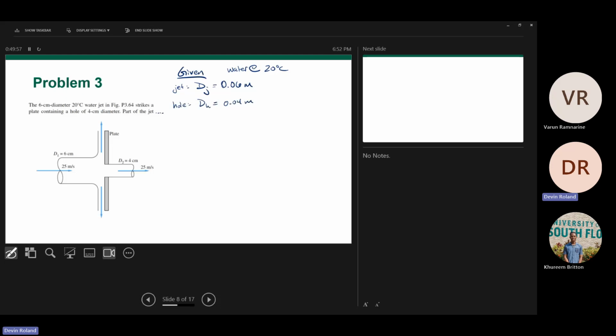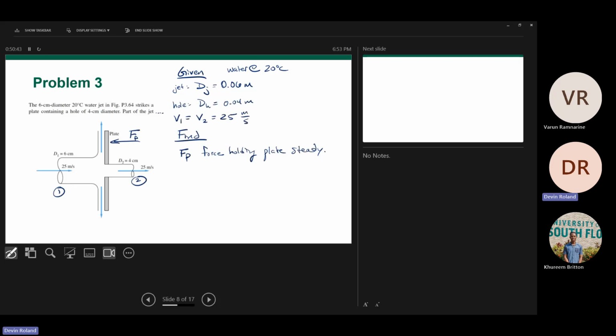So essentially what we're looking for is this force. I'll say it's F plate, FP. What's the force holding the plate steady? Force holding plate steady. Okay. And we know the velocity v1. I'm going to call this section 1, call this section 2, and it does as well in the figure. So v1 equals v2, which is 25 meters per second.